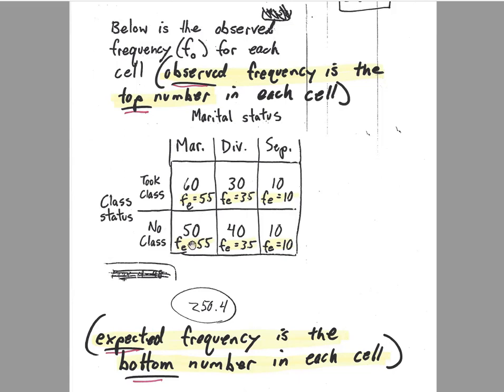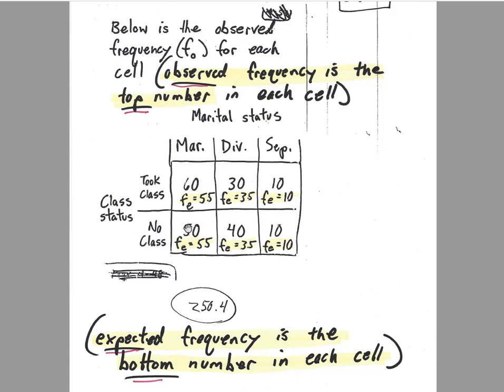Think about it this way. How many married people were there? Well, today, there's a total of 110 married people. How do you know? Because I added these two numbers together. Observed frequency of 60 plus observed frequency of 50 is equal to 110. Okay, so the observed frequencies were 60 and 50.